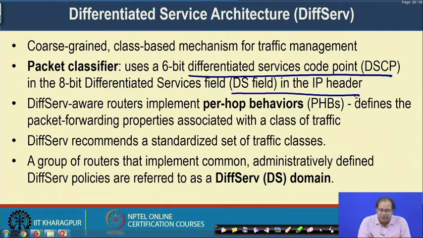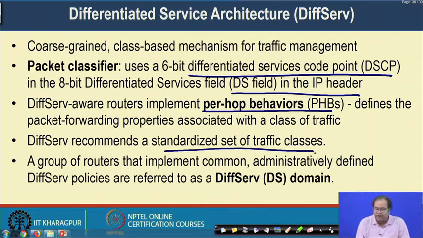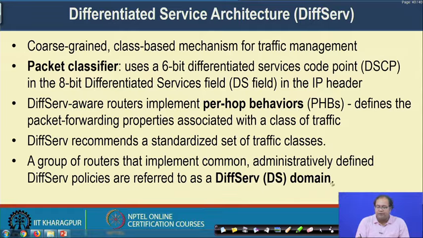Now, DiffServ routers implement something called the per hop behavior. So, this per hop behavior defines the packet forwarding properties associated with a class of traffic. So, how the packets will be forwarded for DiffServ routers. Now, DiffServ recommends a standardized set of traffic classes, as I have mentioned. It has a standardized and fixed set of traffic classes. Now, a group of routers that implement common administratively defined DiffServ policies is referred to as a DiffServ domain. So, we will implement differentiated service architecture over a DiffServ domain.